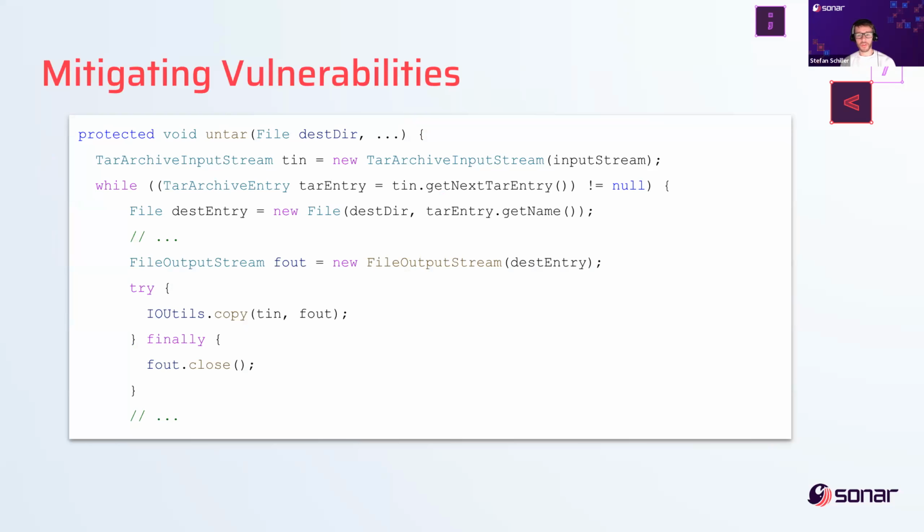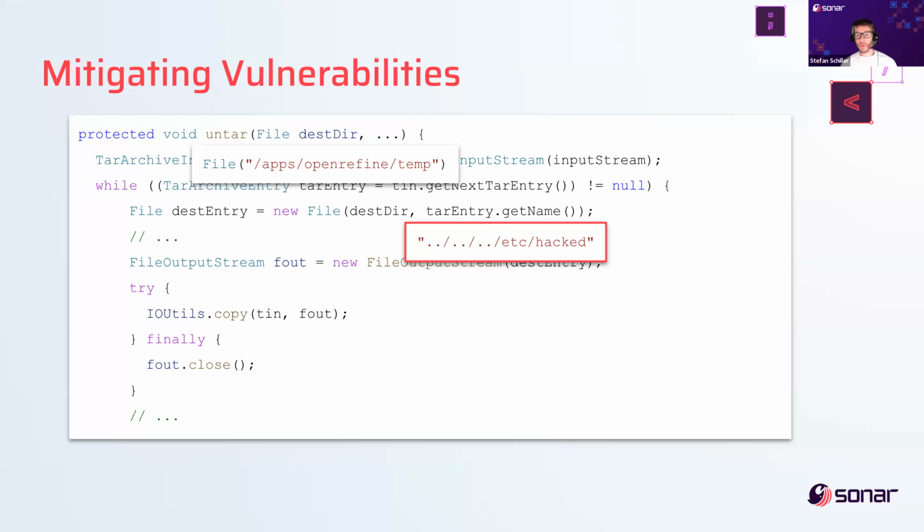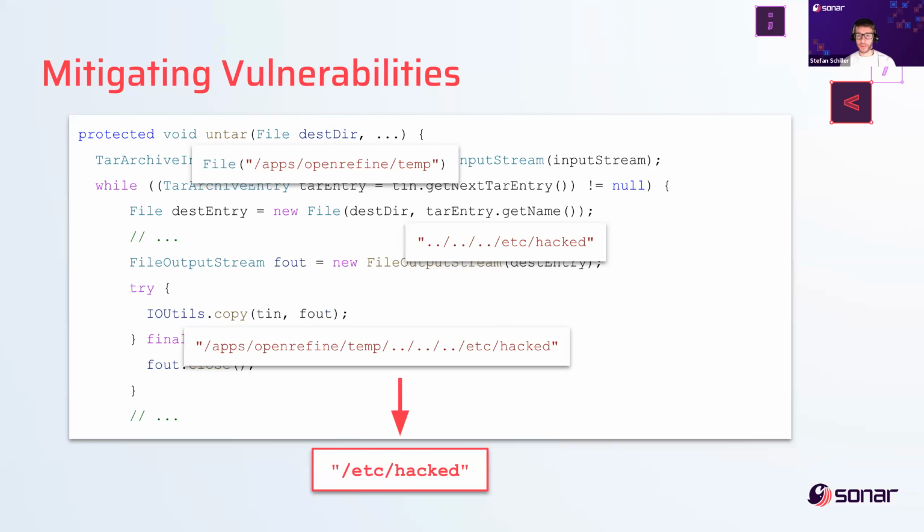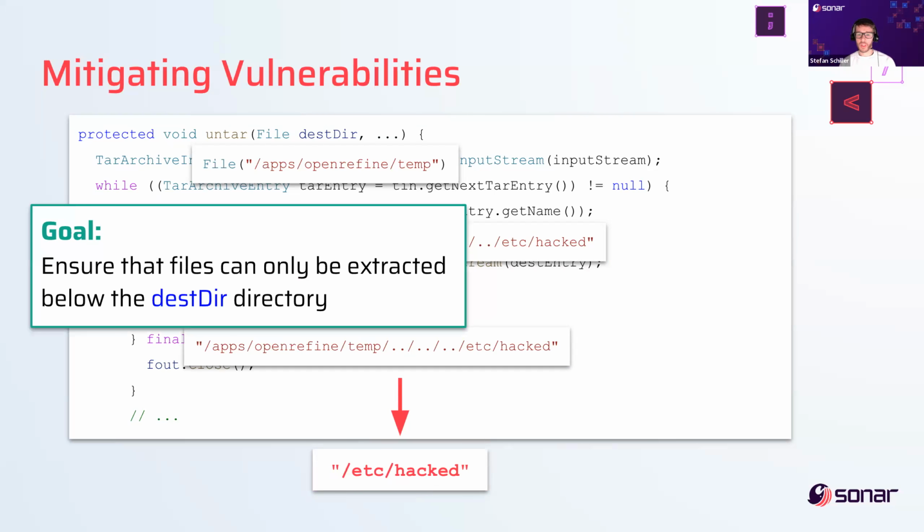Here is the code of the vulnerable method again. The destDir variable contains the folder where the extracted data should be stored. In this case, apps/openrefine/temp. If the name of a file within the archive contains a path traversal sequence like this, both are combined to this relative path. The resulting absolute path used to write the file is outside the intended destination folder. So our goal for the patch is to ensure that files can only be extracted below the destDir directory.